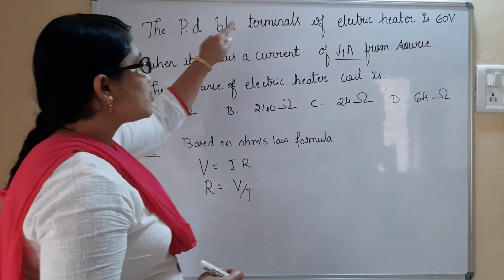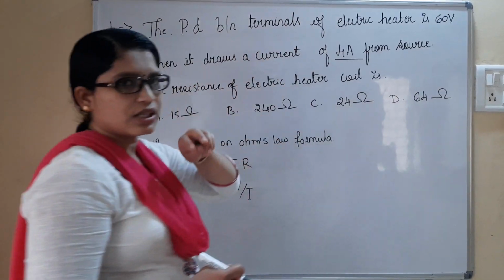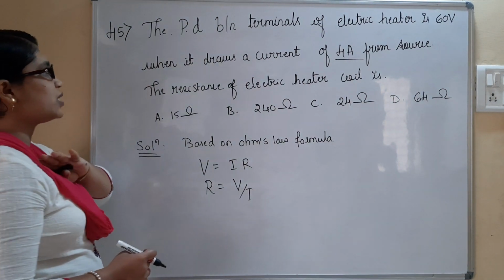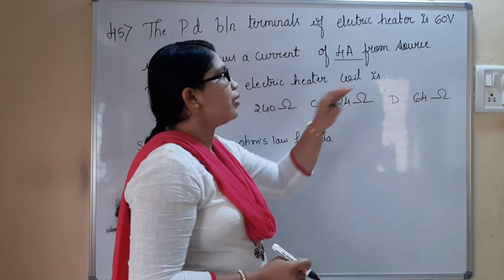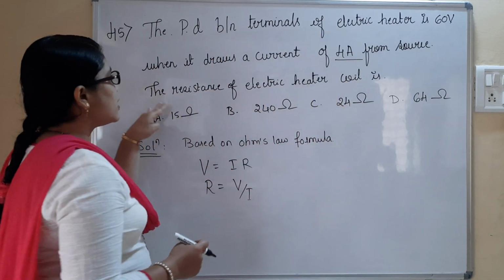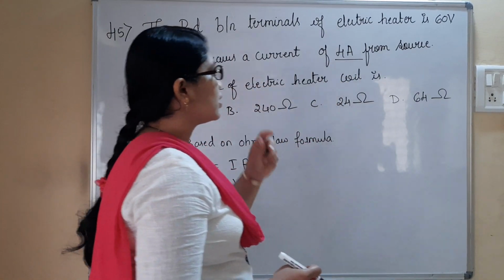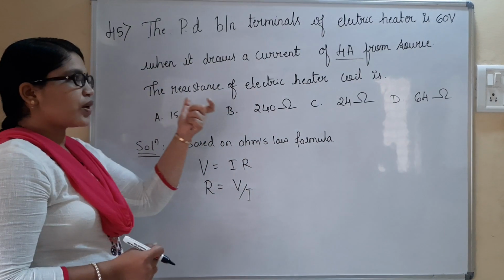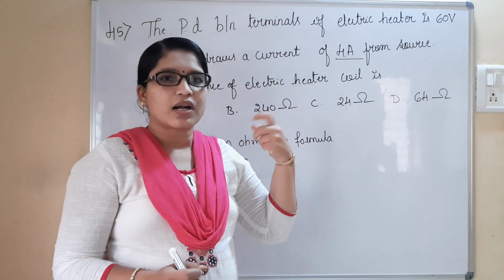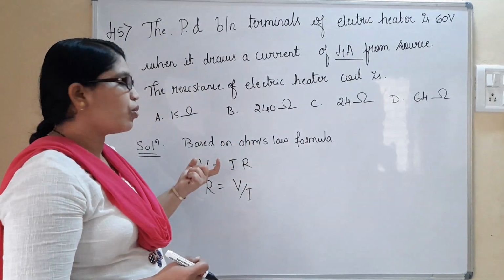So the potential difference between the terminals of the electric heater is 60 volt. 60 volt is given to us. Then when it draws a current of 4 ampere from the source, the resistance of the electric heater coil is, they are asking for the resistance. We have to find out the resistance. So just by seeing, we can understand this question is mainly based on Ohm's law.